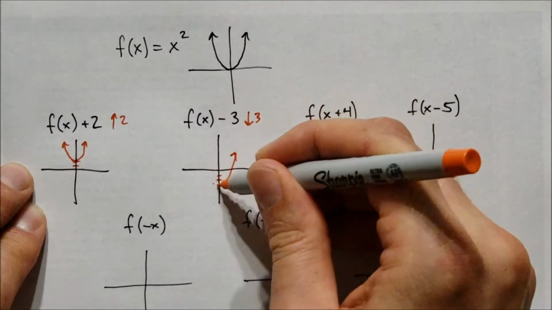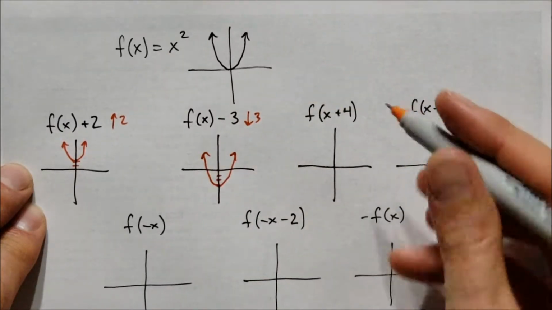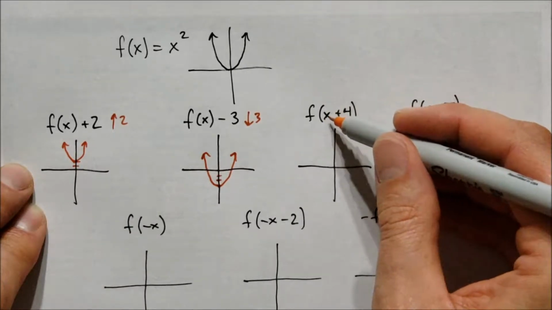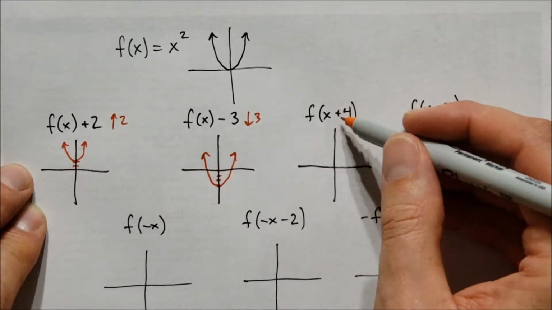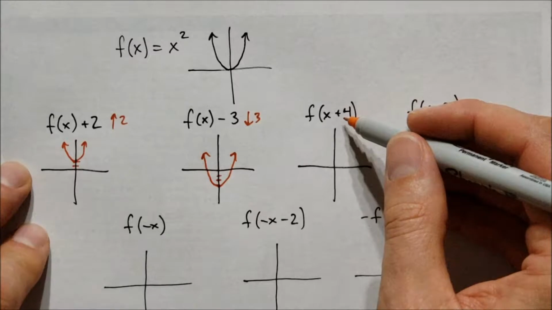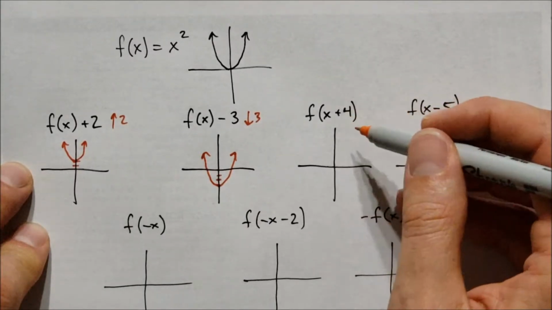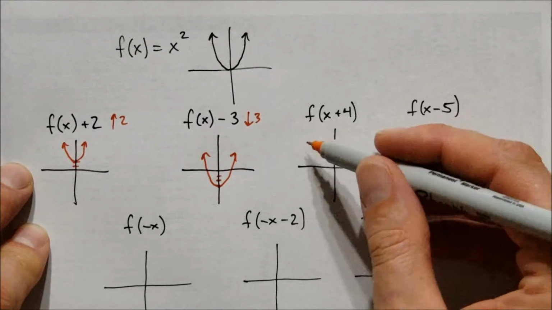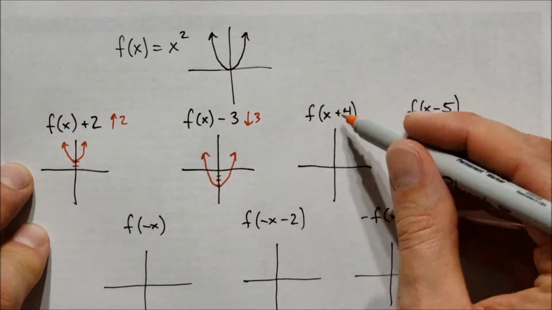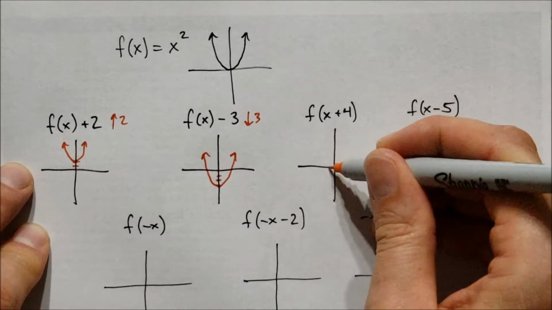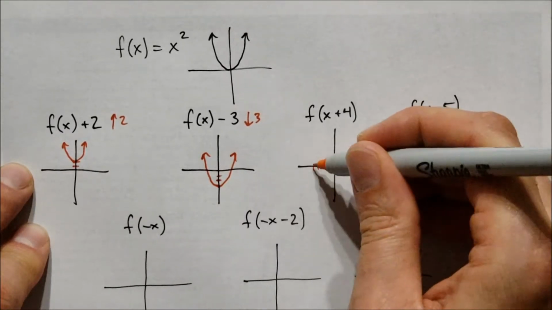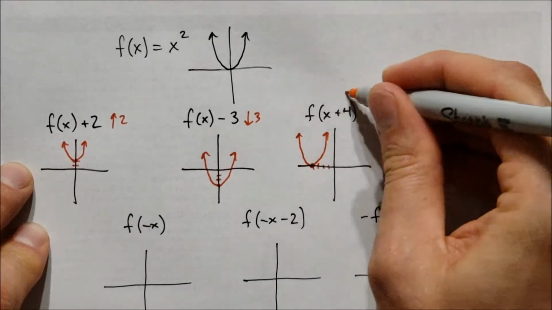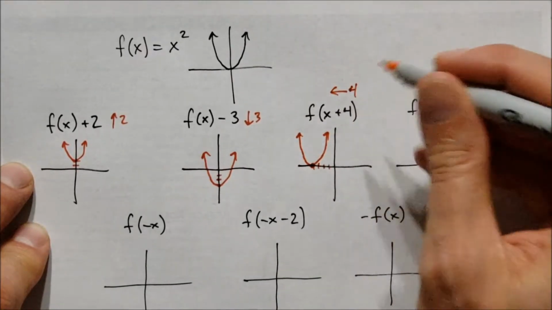Same shape. When it's inside the parentheses, before we evaluate this, before we get our y value, we're first going to add 4 to all of the x values. When we add 4 to that, this is going to shift everything to the left because it's compensating for that additional 4. So we're going to shift 4 to the left. This is to the left 4.